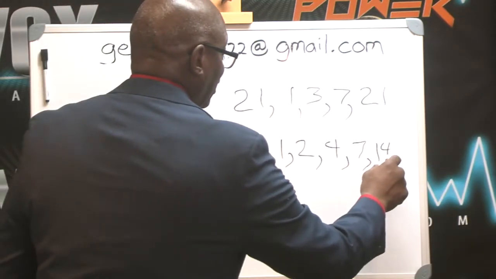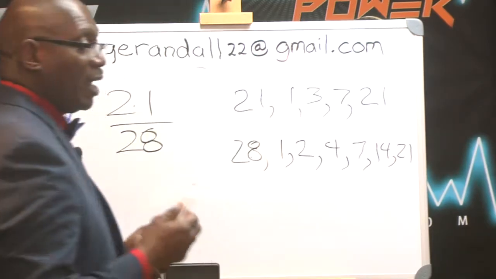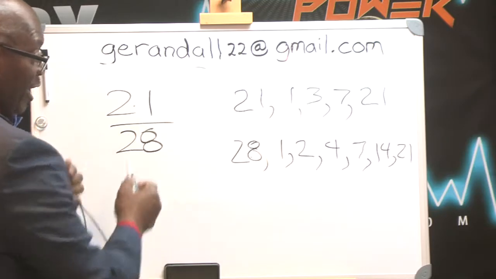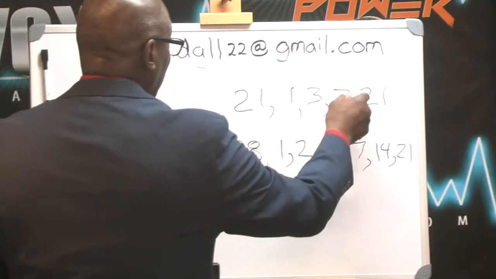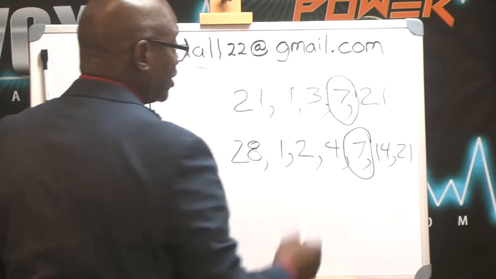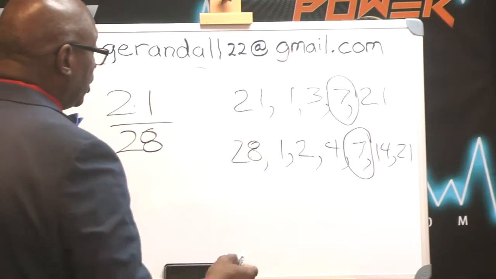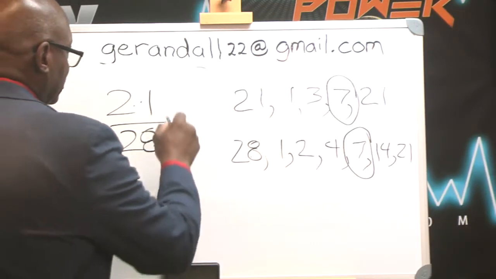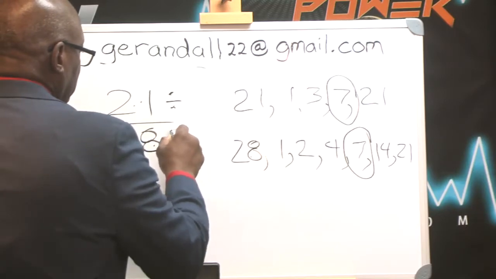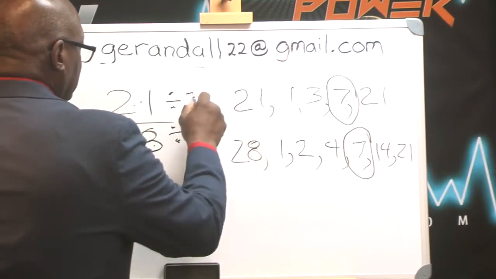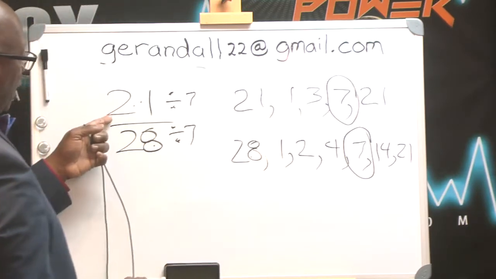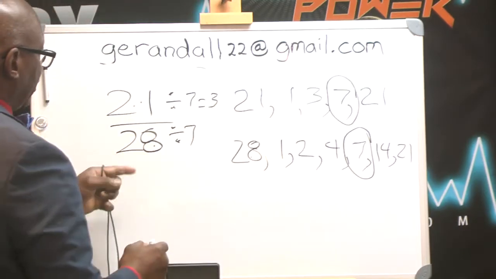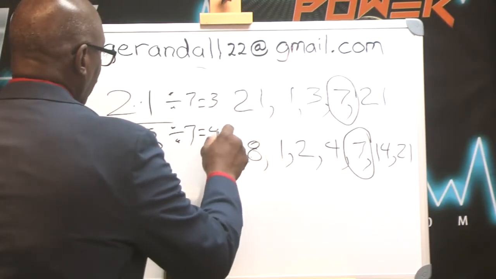14 and 21. And the reason we list these factors is that, in order to simplify this fraction, we are looking for the largest factor, in this case 7, which will go into 21 and also go into 28 evenly. So 21 divided by 7 is 3. 28 divided by 7 is 4.